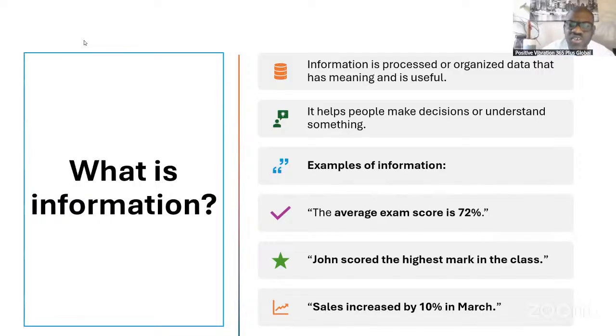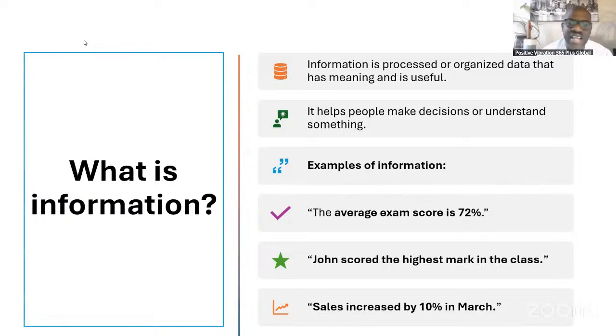We could also look, having given you an assessment, and come to the conclusion that John actually scored the highest mark in the exam, right? What that means is that we, as teachers, can now use that piece of information to make decisions.